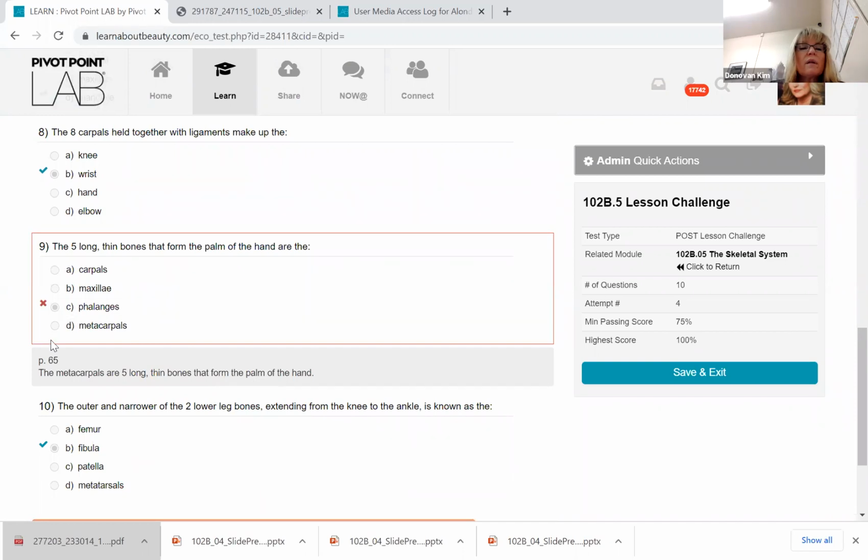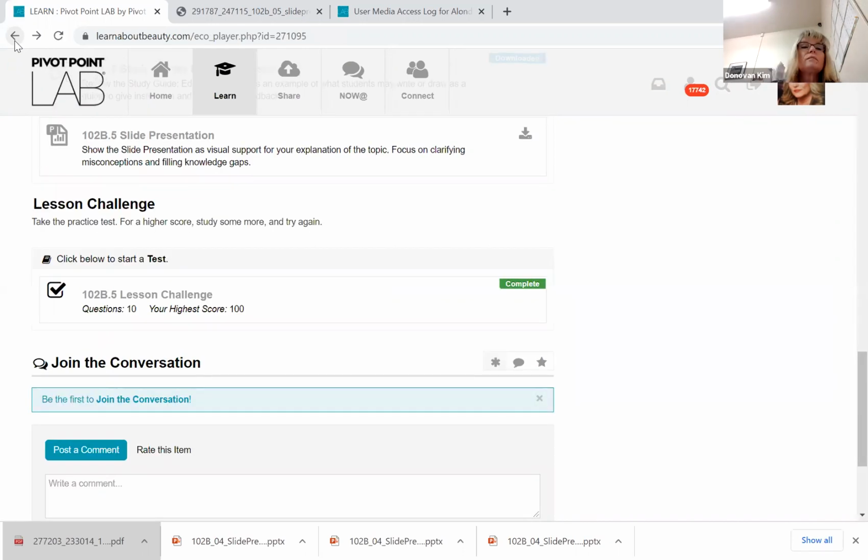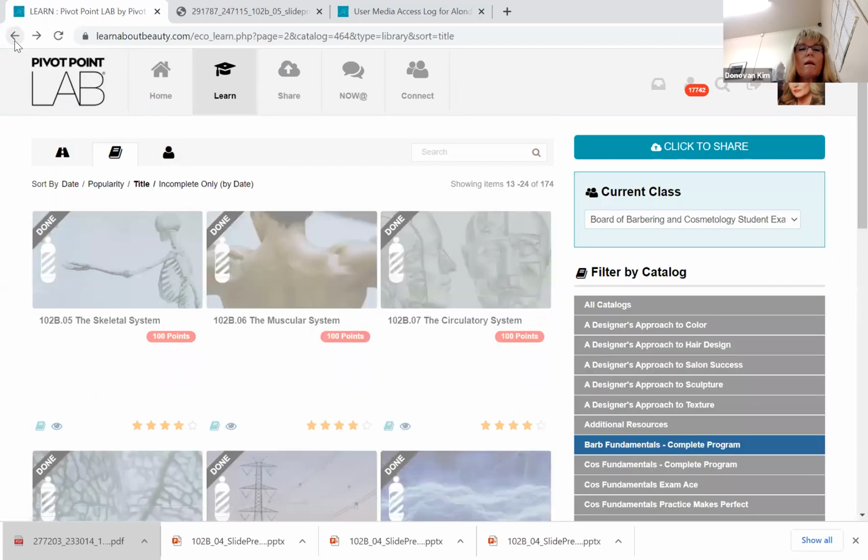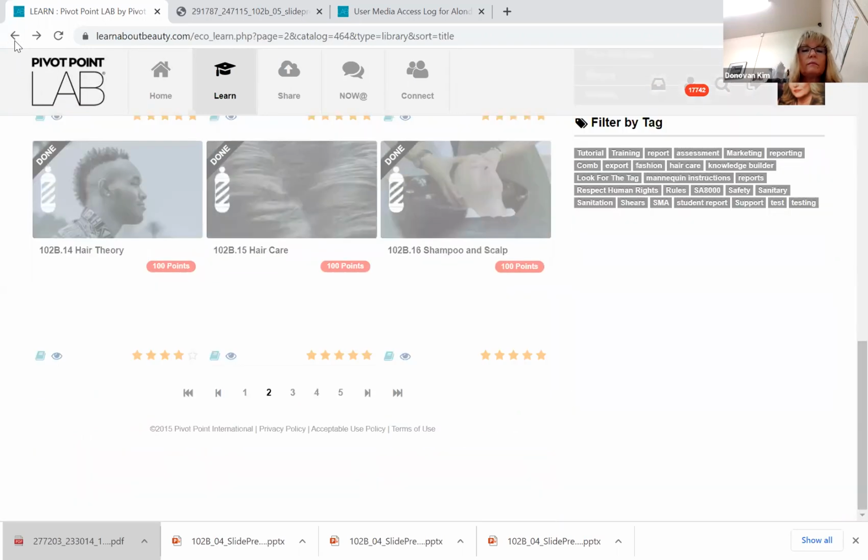Yeah, this is going to be the metacarpals. Okay, that was good. All right, let's go back to the cells because we've got a few minutes left. Let's go back to the cells and do the learning challenge on that. And then that should be today.